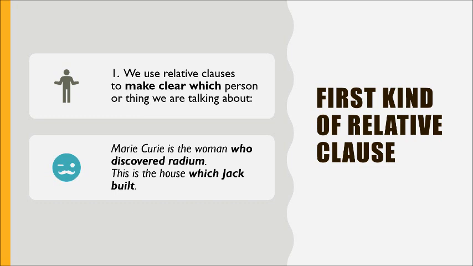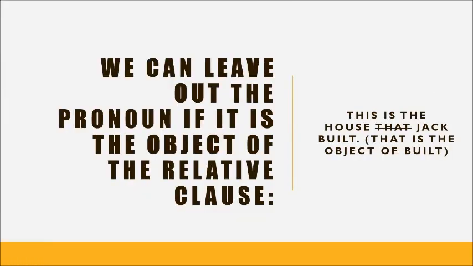For example, Marie Curie is the woman who discovered radium. This is the house which Jack built. We can leave out the pronoun if it is the object of the relative clause. This is the house that Jack built. That is the object of built.